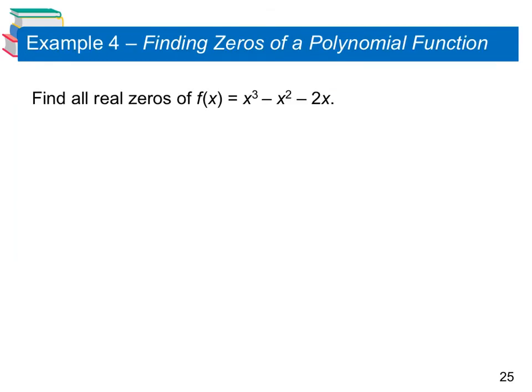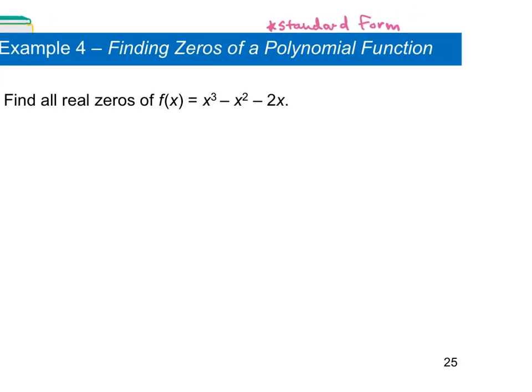All right, let's look at our next example. Find all real zeros of f of x is equal to x cubed minus x squared minus 2x. So the first thing we need to do is make sure that this is written in standard form. Is this written in standard form? Yes, because we have our highest variable first, we have our x cubed first, then our x squared, then our x. So perfect, it's in standard form already, we don't need to move anything around.